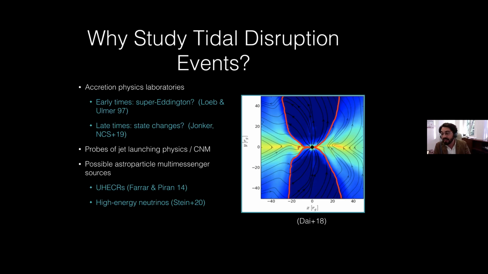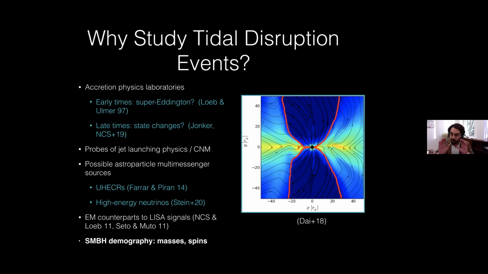And in fact, in this past year, 2020, we saw the first tidal disruption event which was spatially and temporally coincident with a high energy IceCube neutrino, which was very exciting. TDEs may also serve as electromagnetic counterparts to low frequency gravitational wave signals that will be seen by future detectors such as LISA. I could give entire talks on all of these subjects, but our motivation today will be using TDEs as probes of supermassive black hole demography.